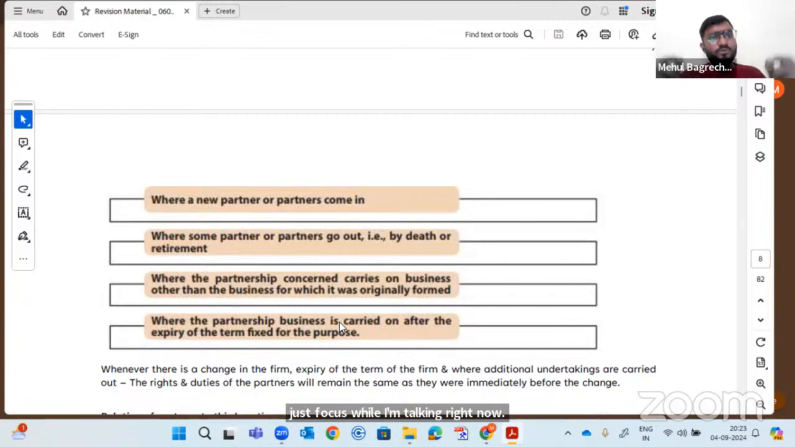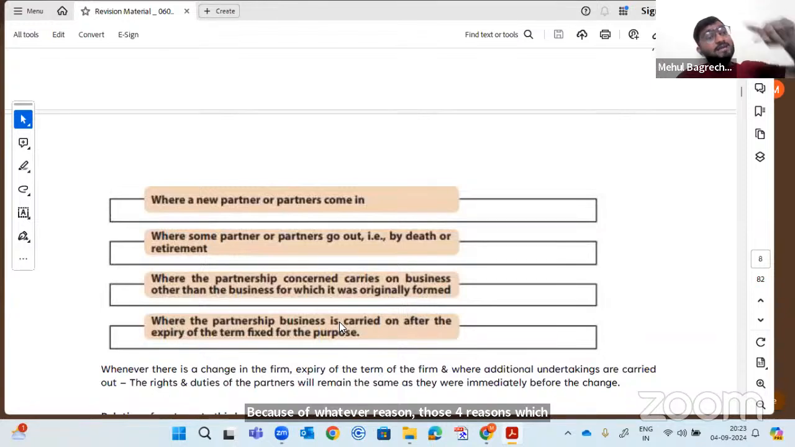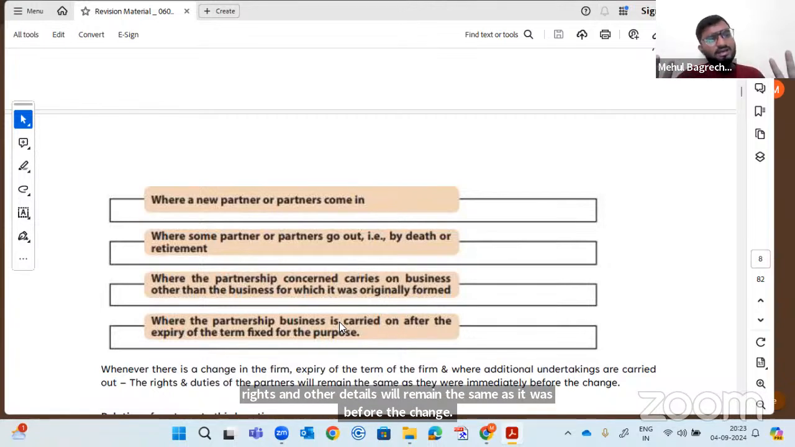Section 17 says, sir, whenever there are any changes, because of whatever reason, those 4 reasons which we have seen, the rights and liabilities will remain the same as they were before the change, unless you have agreed upon any change in the rights and liabilities. This is coming under section 17.